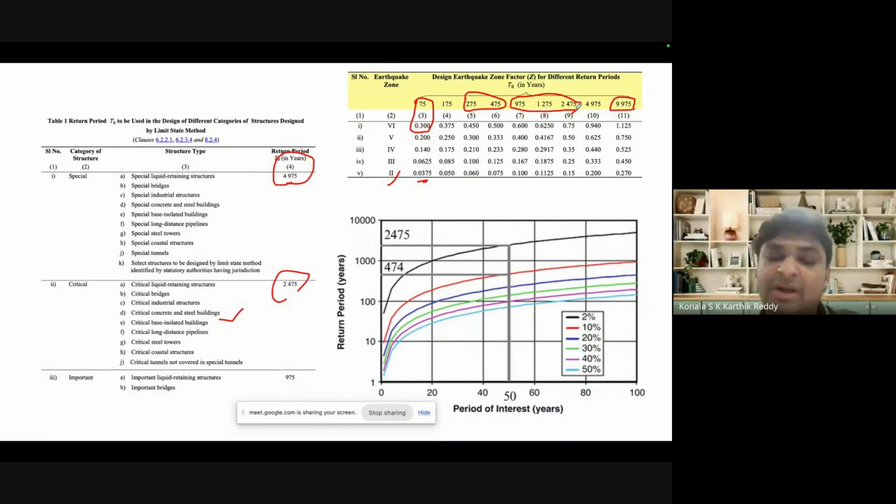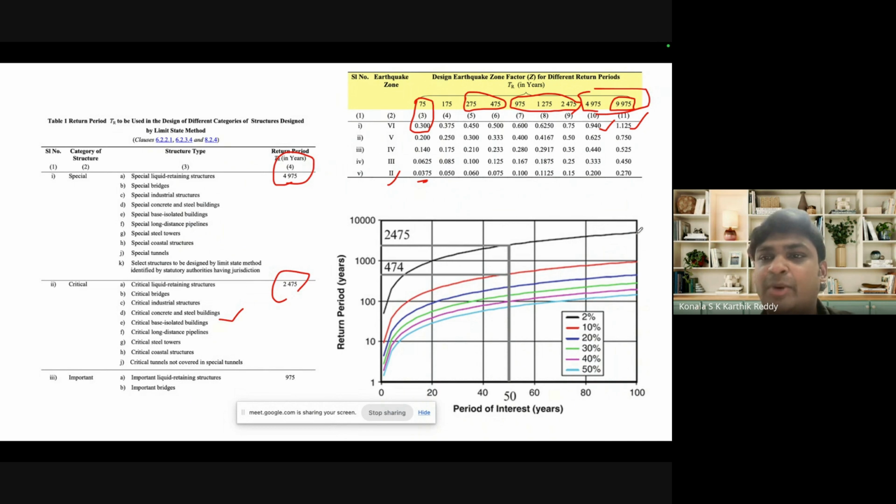So if you are going to design such sort of structures, you better choose a return period of 4975 or 9975. And thus should be the accelerations also. Look at the kind of accelerations. It's about 5 times more than what the acceleration obtained for 75 years. So this is some nice plot explaining you the return period. You can just extract it and see.